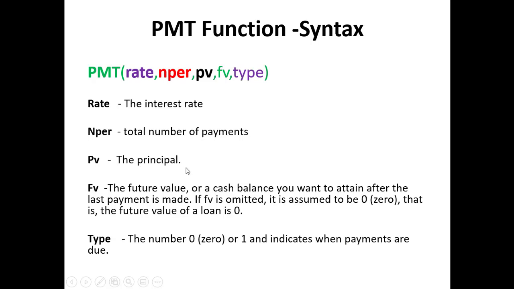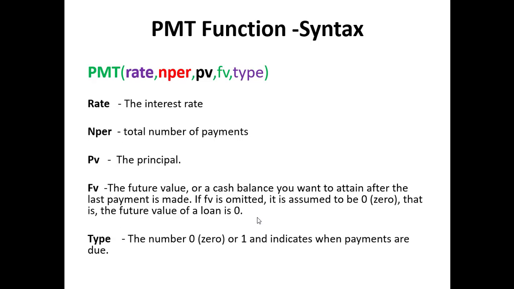So that is where we include the loan amount. Then we have another option called future value, FV. The future value is a cash balance you want to attain after the last payment is made. If FV is omitted, it is assumed to be 0. That is, the future value of a loan is 0.